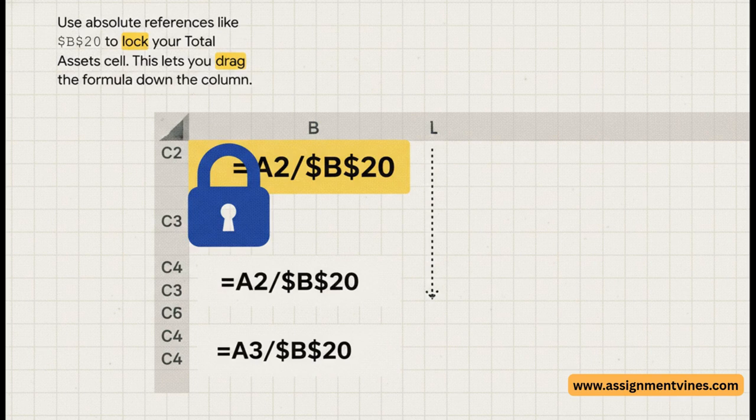But here's the most important Excel trick you need to know for this: the dollar signs. When you put dollar signs around a cell reference, like $B$20, you're locking it in place. You're telling Excel, hey, when I drag this formula down, I want you to always divide by that specific cell with the total in it. This is called an absolute reference, and you absolutely have to know it to build models quickly.